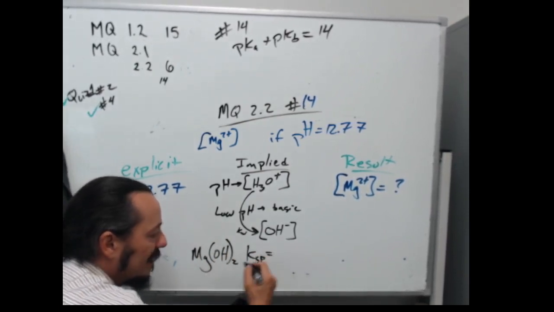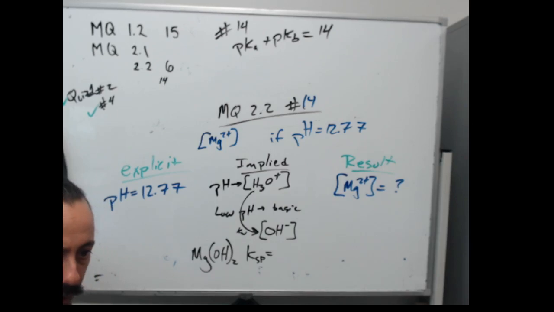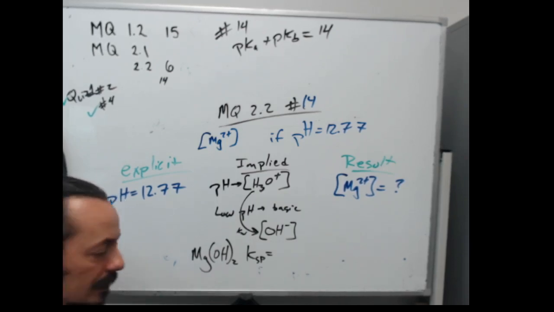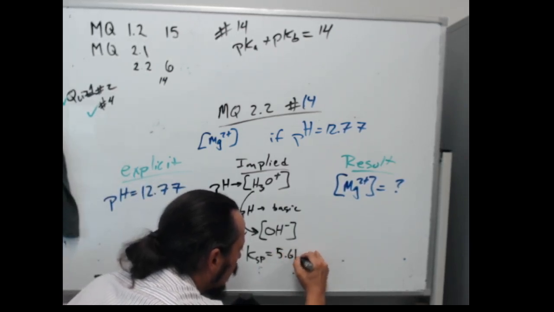the KSP for magnesium hydroxide? Do they interact with each other well or not? It's 5.61 times 10 to the negative 12. Whoa.